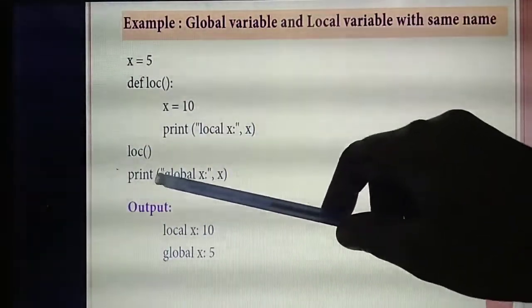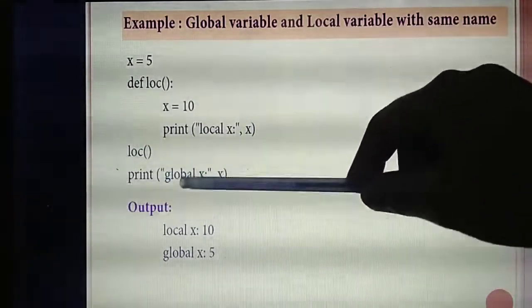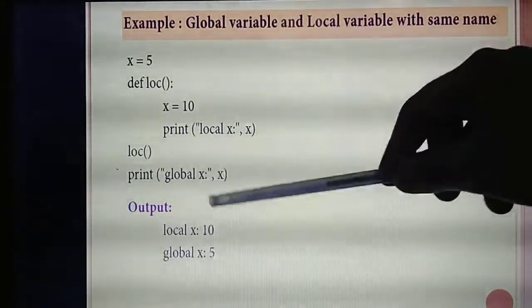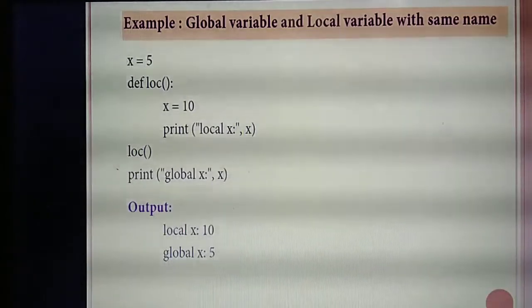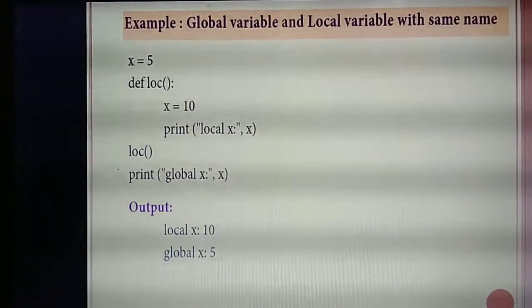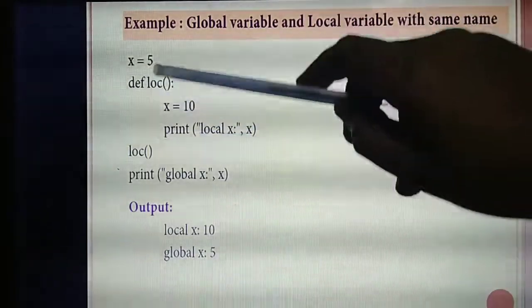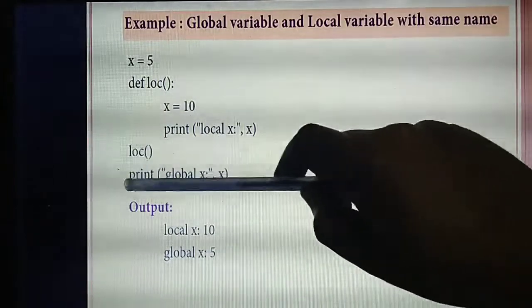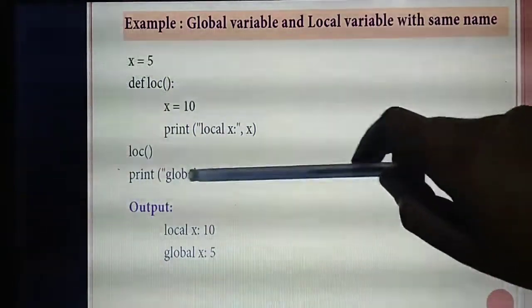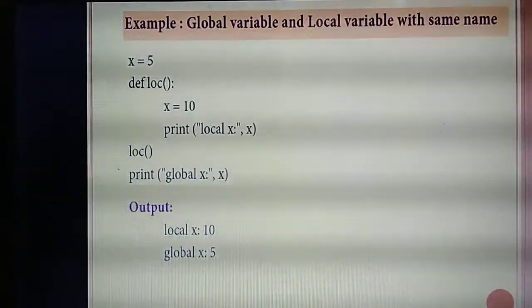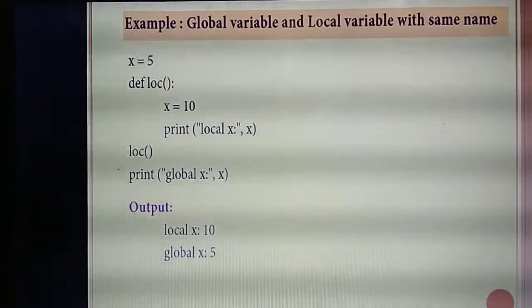Then outside the function you are giving another print statement: global of x is x. So what value will you get for x, 10 or 5? Think and say. 5. Why? The function body is there only up to this point, till the function gets over. Outside the function you are giving this statement, so it belongs to this x. The value of x is 5.